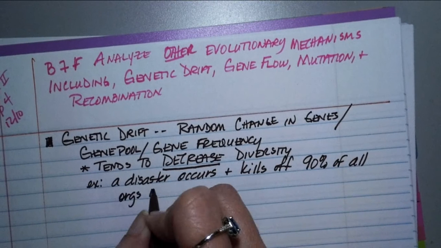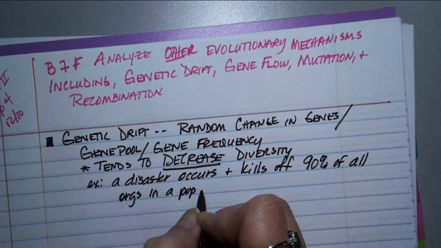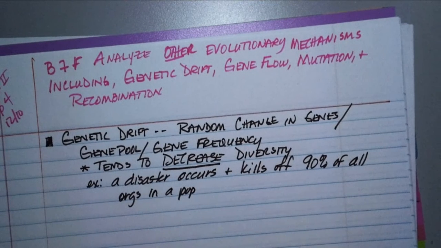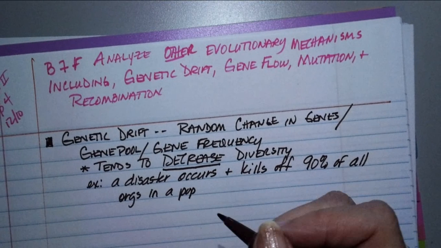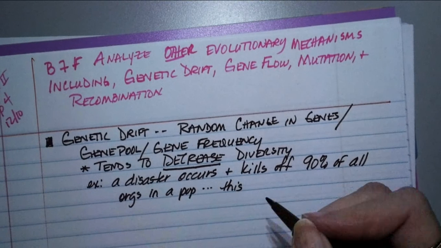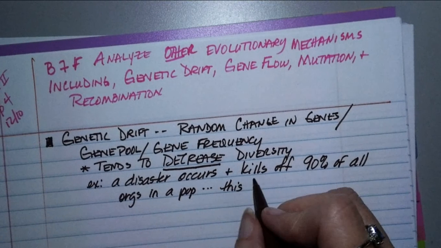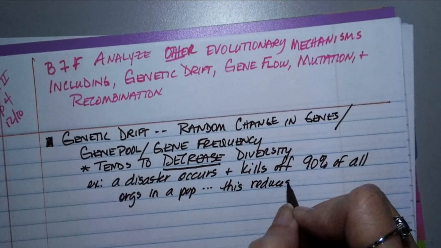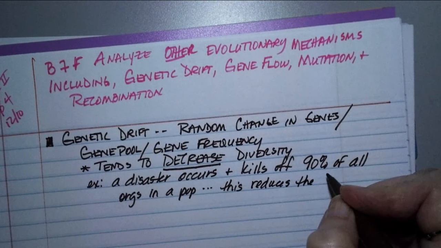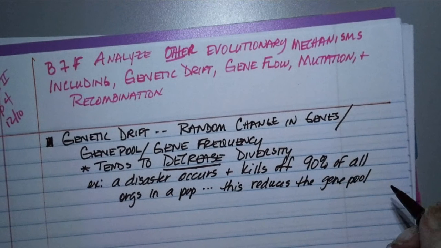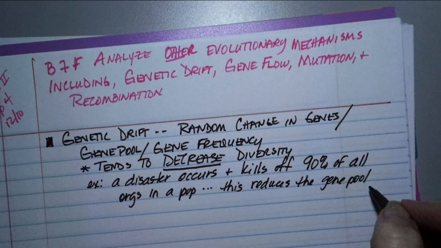If you kill off 90% of them in that population, that doesn't mean they're going to go extinct. It just means that in that particular population, you have reduced the variation in the gene pool. There aren't as many organisms, so you don't have as many genes to pull from. There's not as much variation. So you've reduced the gene pool, so there aren't as many genes. There aren't as many organisms, so there aren't as many of the different variations that are there.